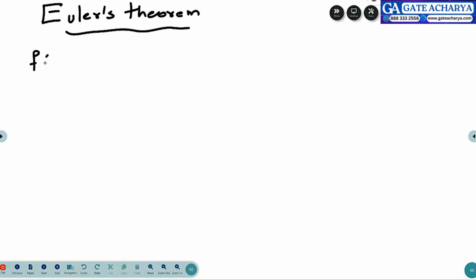Let's say f of x comma y. Tell me whether it is homogeneous or not. So a simple way to check homogeneous is, check each and every term. Let's start with the x cube term. What is the degree of the x cube term? 3. What is the degree of the x square y term?